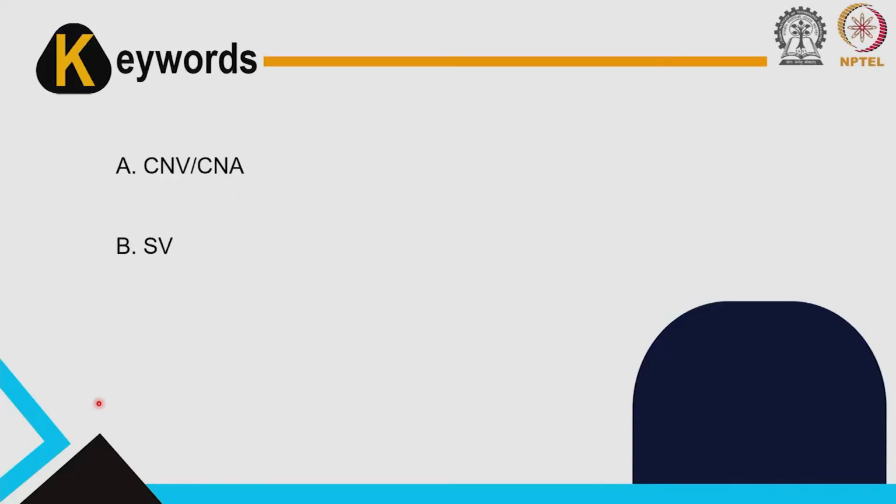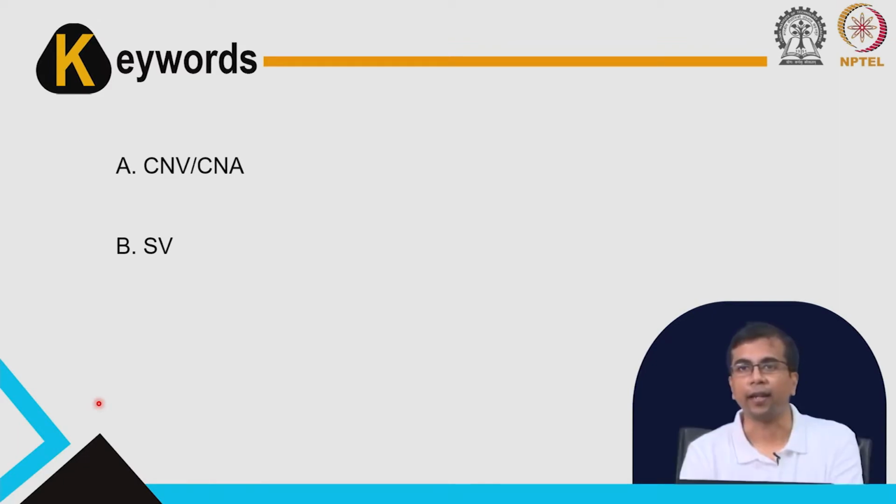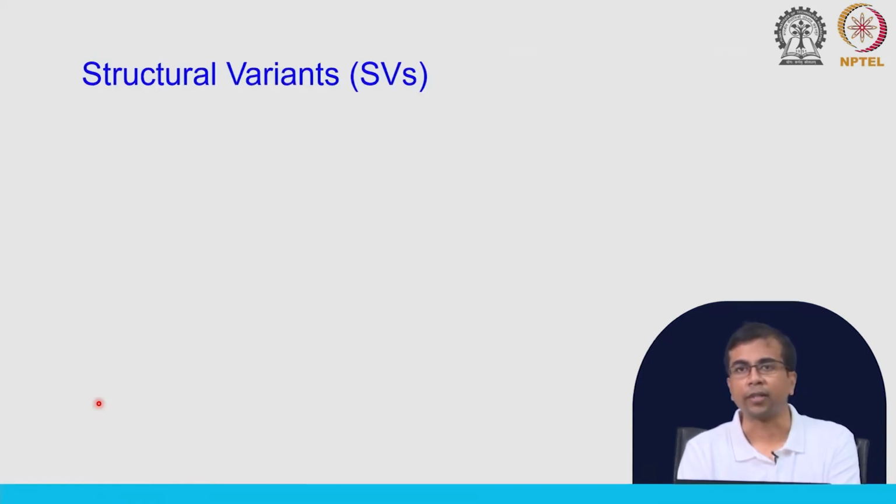This is the topic that we will be discussing today: methods for analyzing CNVs and SVs. We will talk about this very briefly, some of the methodologies and the idea behind these detections. These are the keywords that we will come across: CNV, CNA and SV. The structural variants can be classified into different subclasses.